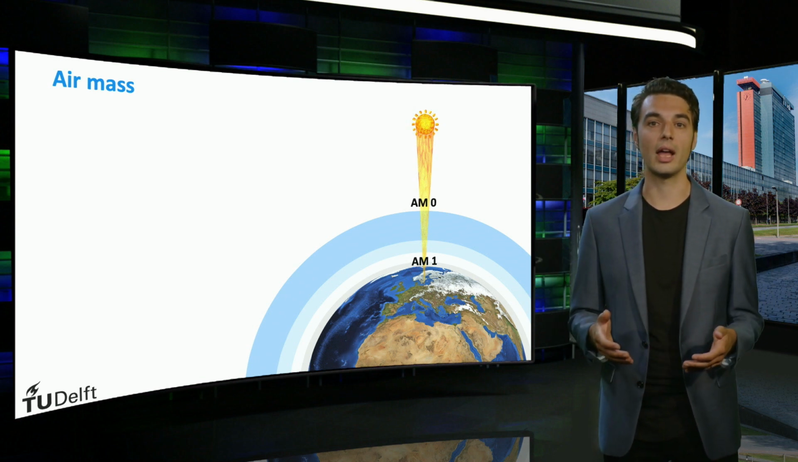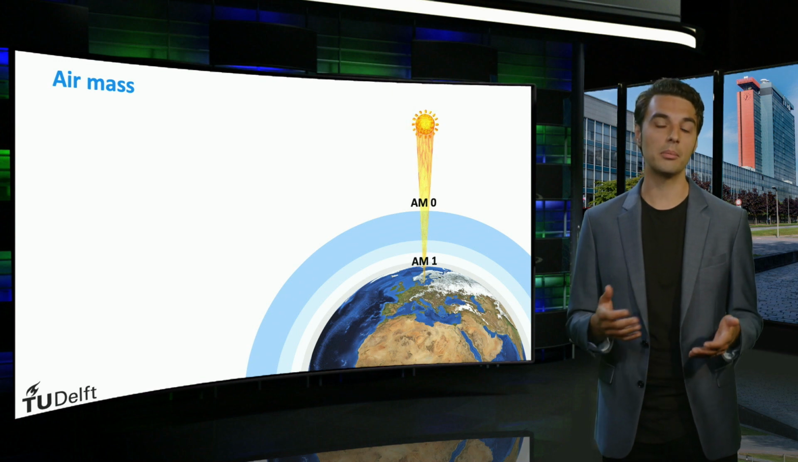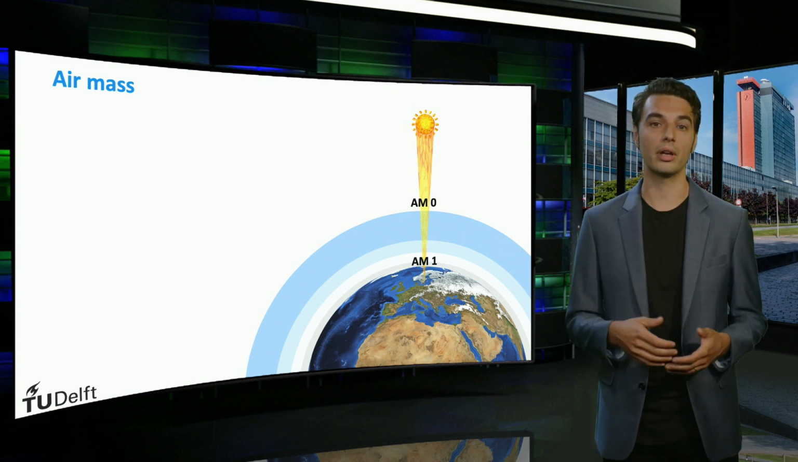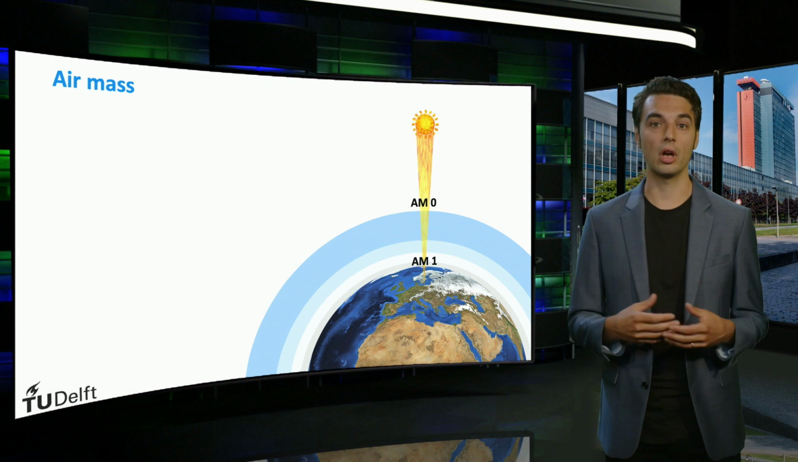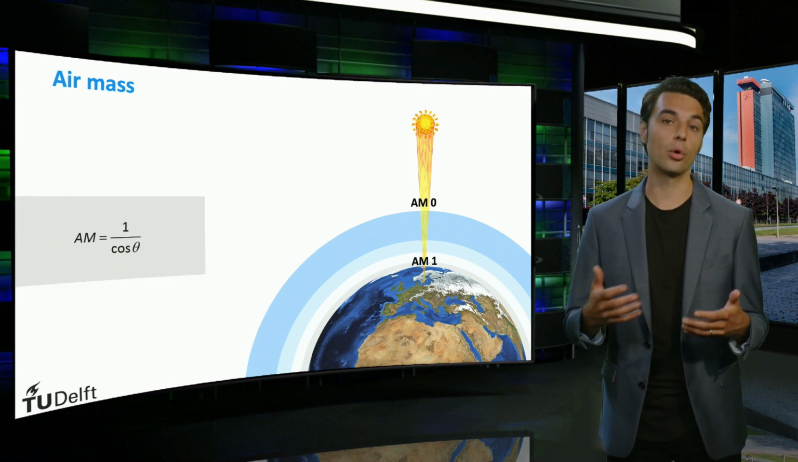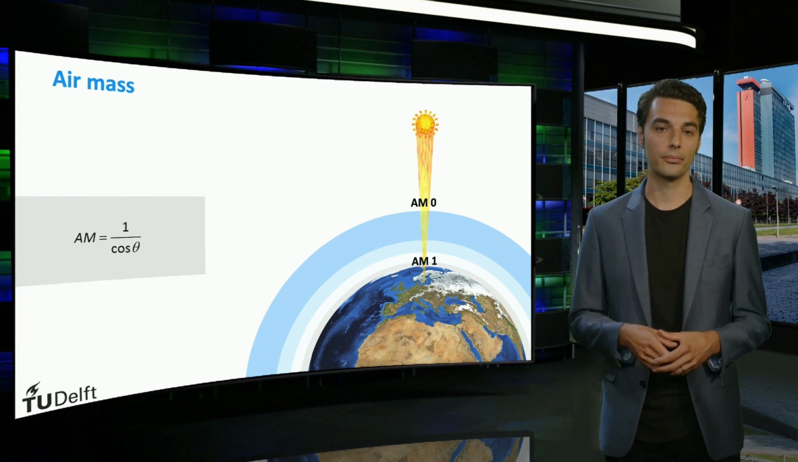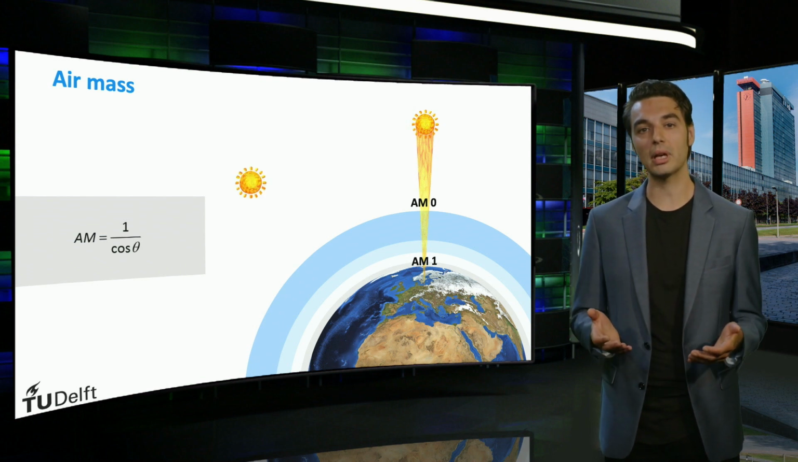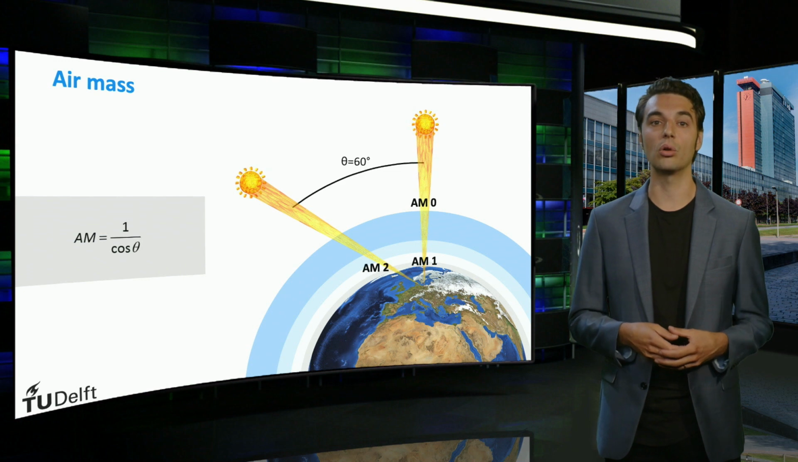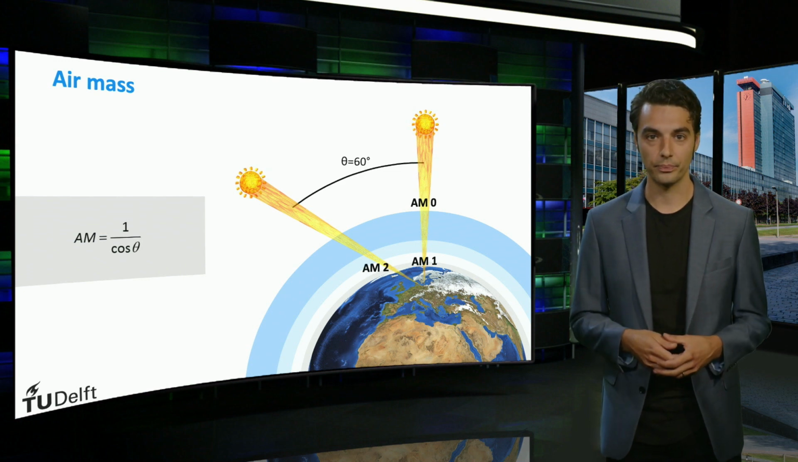When the Sun is at an angle theta with the zenith, the air mass is given by 1 over cosine theta. When the Sun is, for example, at an angle of 60 degrees with the zenith, we receive an AM2 spectrum. The AM1.5 spectrum we showed earlier is obtained for an angle of 48.2 degrees.